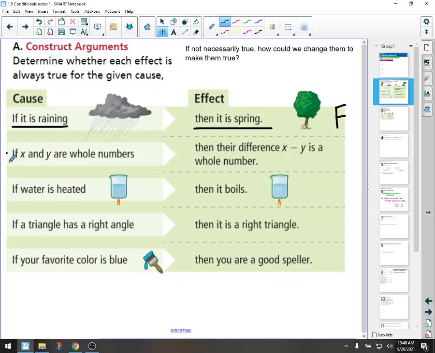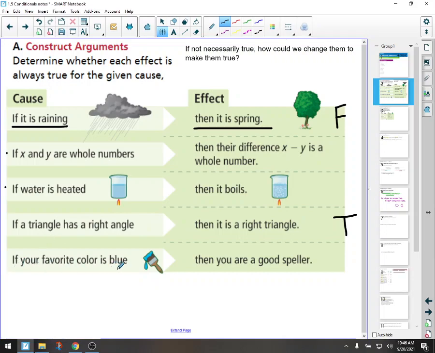The second one we'll have to come back to. Let's see, if water is heated, then it boils. I think we're gonna come back to that one too. If a triangle has a right angle, then it is a right triangle. This one is always true. The definition of a right triangle is that it's a triangle with a right angle in it. So that's just by definition, that's true.